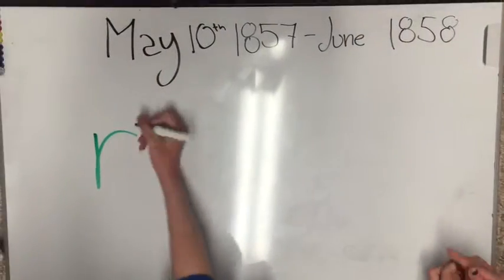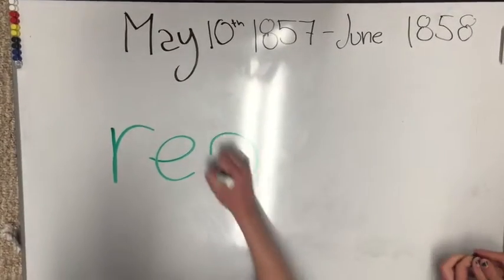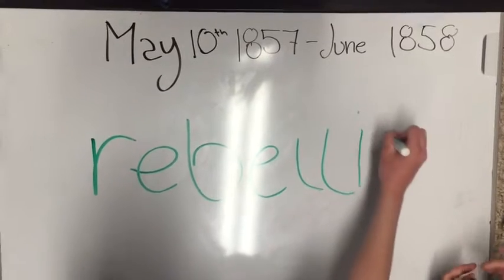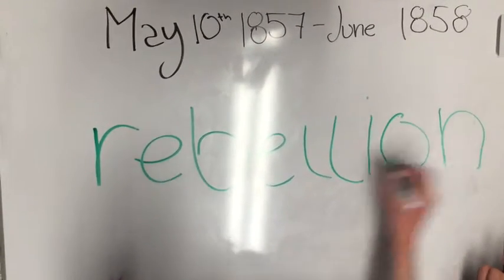On May 10, 1857, the Indians began rebelling against the East India Company. This war lasted about a year, ending in June 1858.